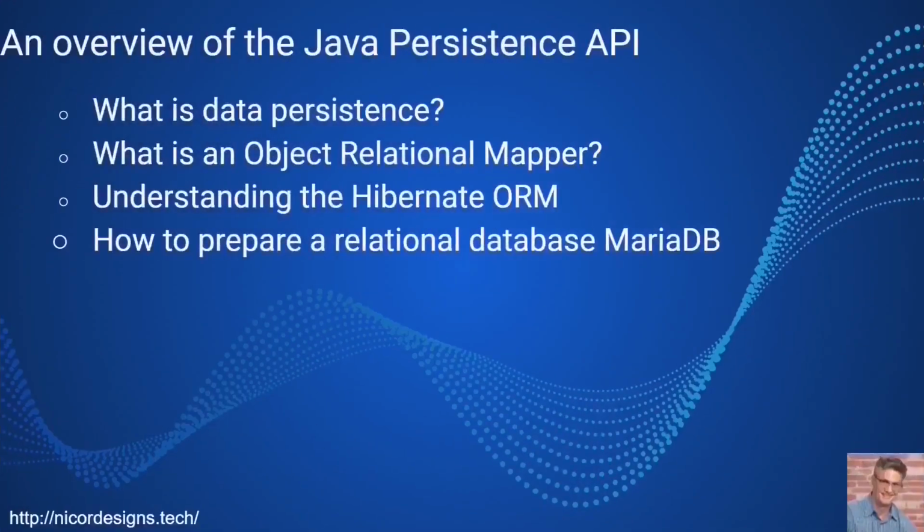These are the introduction overview points. We will look at what is data persistence. We will review what exactly is an object relational mapper. Then we will attempt to understand how the Hibernate ORM fits in with this. And then we will look at how to prepare our relational database to use with Hibernate and the Java Persistence API.